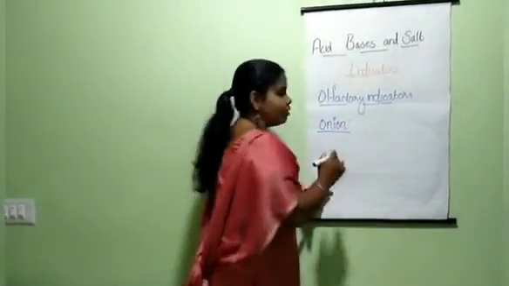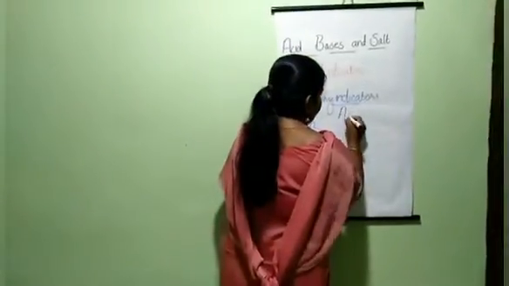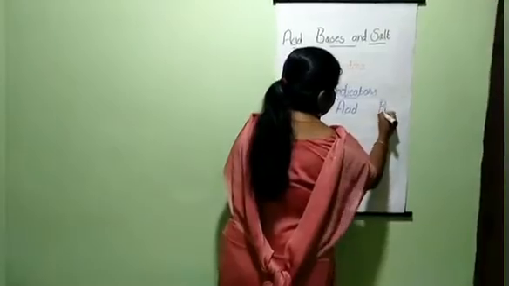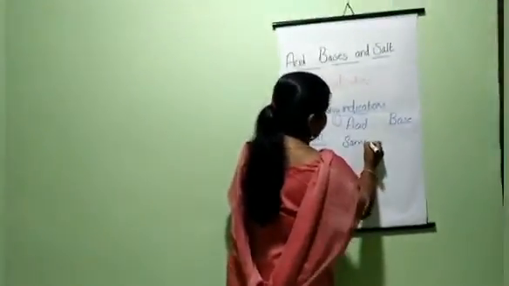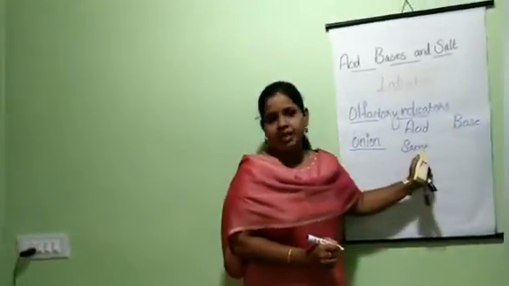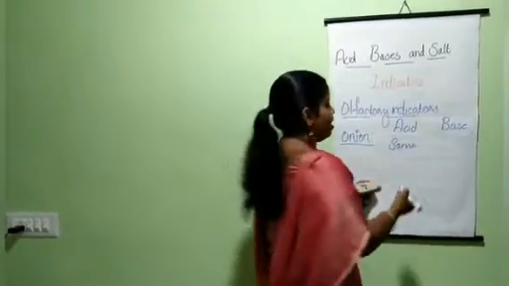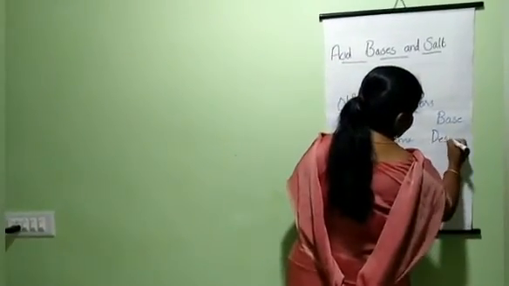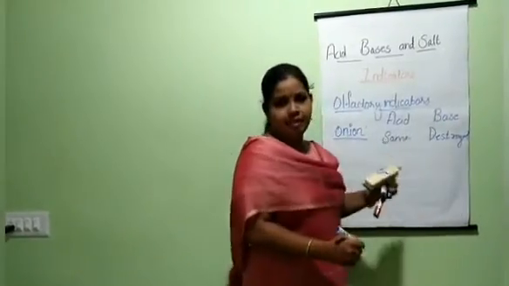All of you know that onion has a characteristic smell. In the presence of an acid, the smell of the onion remains the same. There will be no change in the smell of onion or onion extract. But in the presence of a base, the smell gets destroyed.